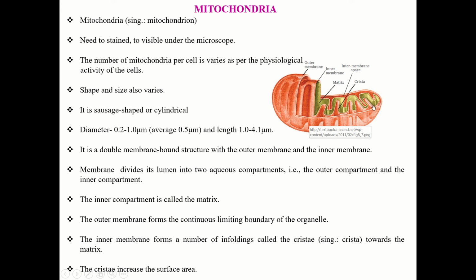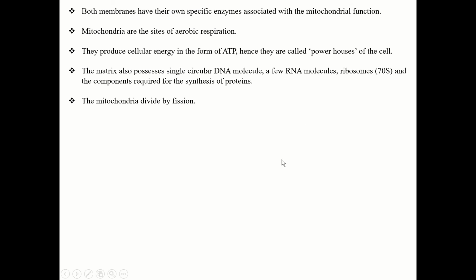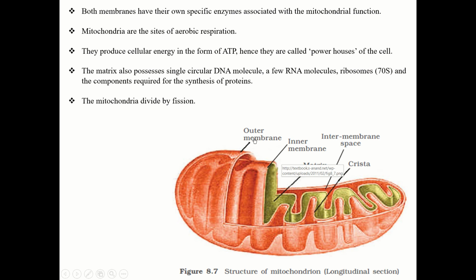Now these infoldings are called the cristae, singular crista, towards the matrix. So they form inside towards the matrix. The cristae increase the surface area of the mitochondrion. Both membranes have their own specific enzymes associated with the mitochondrial function. So this membrane will have its own specific enzymes, and this membrane will have its own specific enzymes.